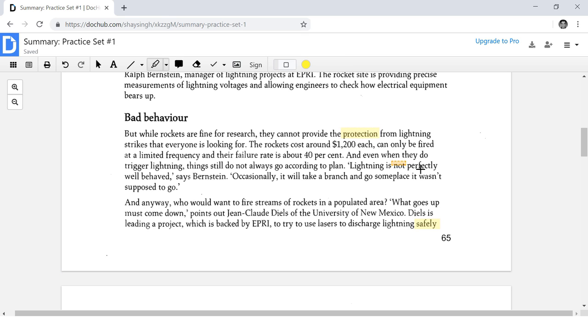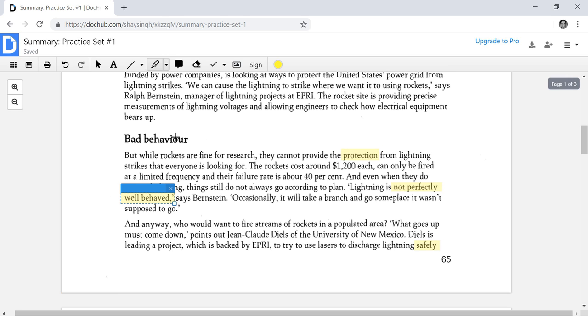And then it says, is not perfectly well behaved. Not well behaved, meaning it is unpredictable. Something that is unpredictable can be dangerous. So it seems that we're going to find our answer around here. And if you look at the title of these paragraphs down here, it says bad behavior. So that tells me immediately that this is going to be talking about something negative, something risky, dangerous. So I'm going to start reading up here. Let's start to read this part over here where it talks about protection, and then maybe we'll read a little bit down here. Let's see if we can find our answer around here.